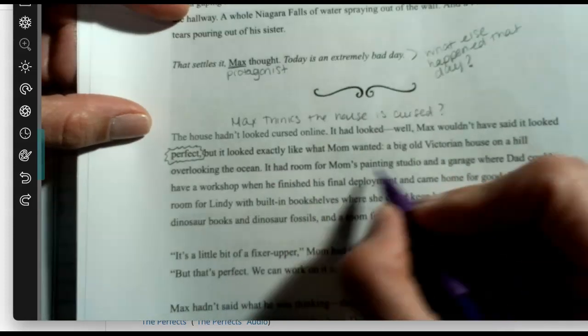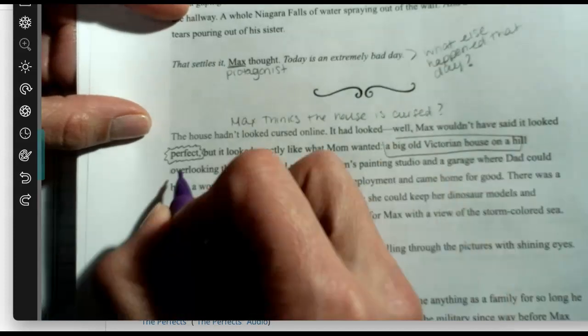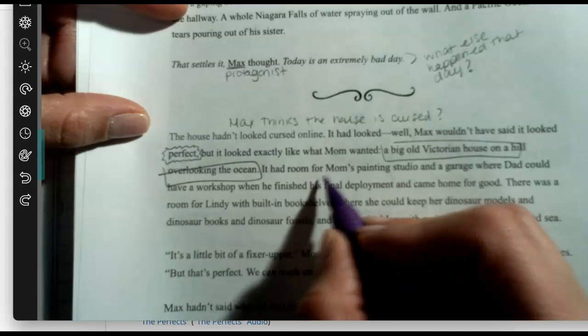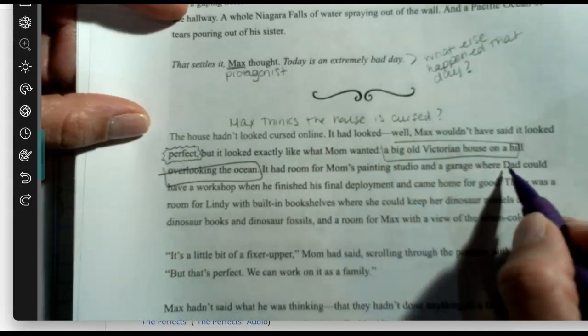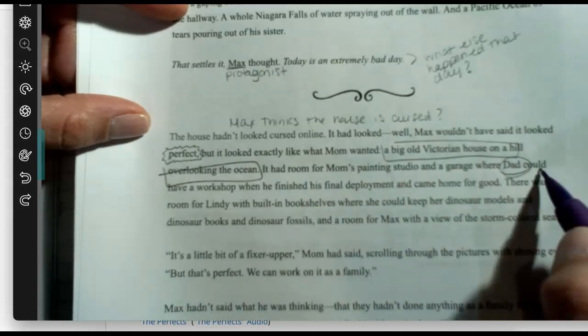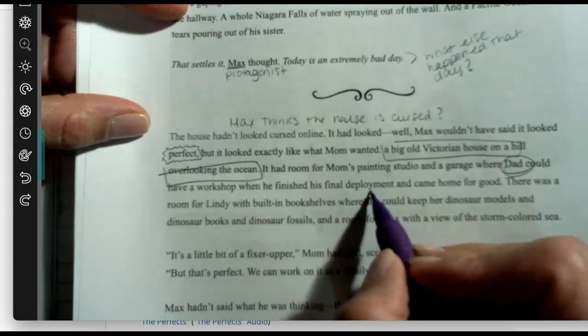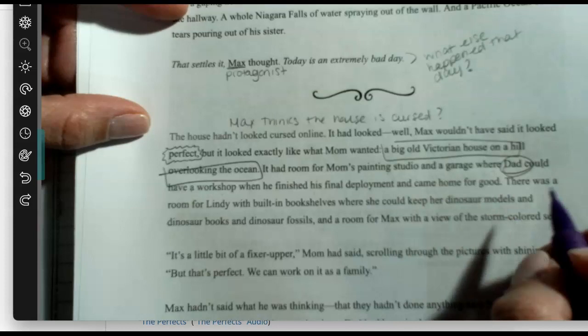All right, Mom wanted a big old Victorian house overlooking an ocean. It had room for Mom's painting studio and a garage where Dad could have a workshop when he finished his final deployment and came home for good.